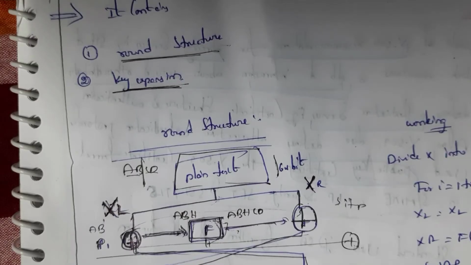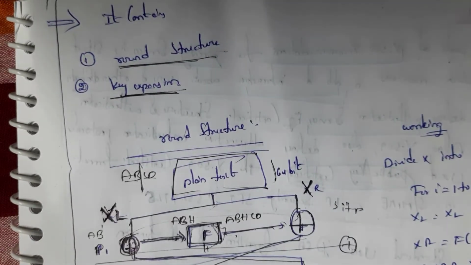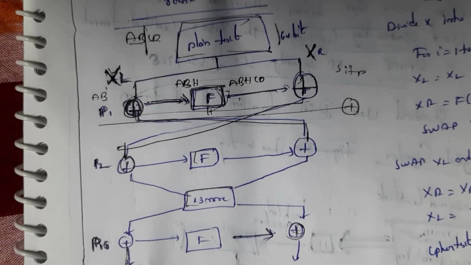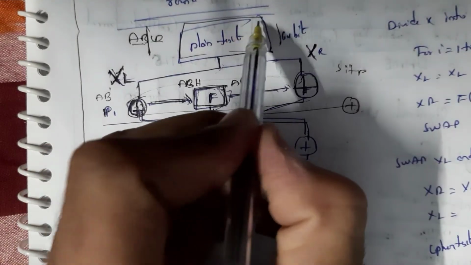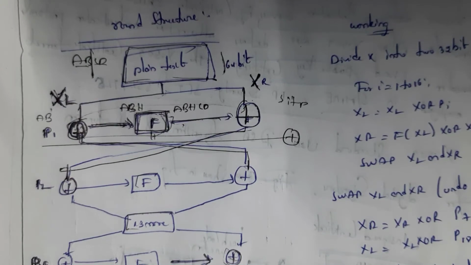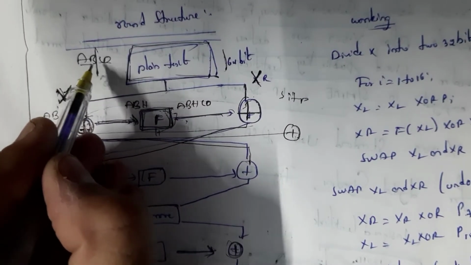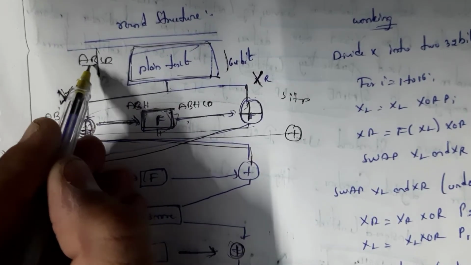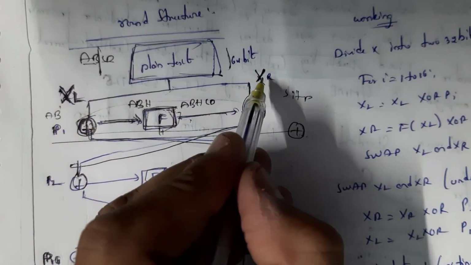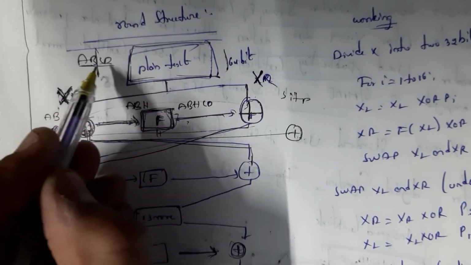This Blowfish algorithm contains two parts. First one is round structure and second one is key expansion. See the structure of the round structure. I will take plain text with 64-bit. I will divide this plain text into two parts. For example, there is plain text ABCD. I will divide it into two parts. First one is XL. XL means left side part and XR means right side part. AB is the left side part and CD is the right side part.